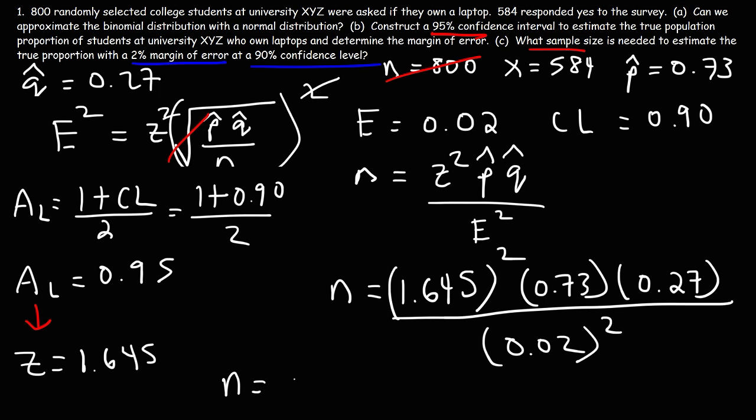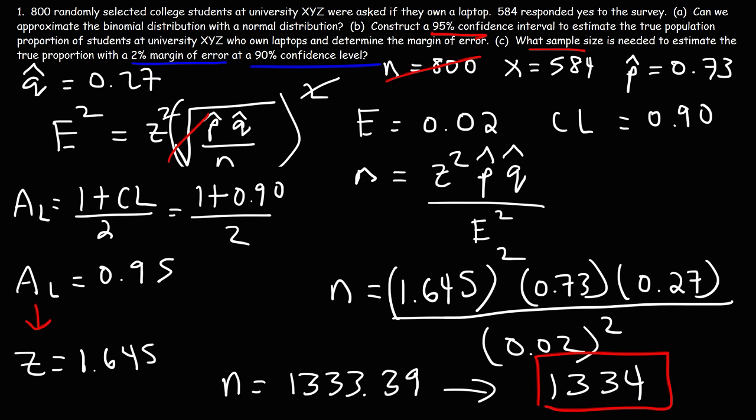So you should get an n value of 1333.39. Now, if you have a decimal number, make sure to round up. Even though this rounds to 1333, to get a minimum margin of error of 2%, we want to round up. So we're going to say the sample size is 1334. This is the answer for part C. So that's it for this problem.